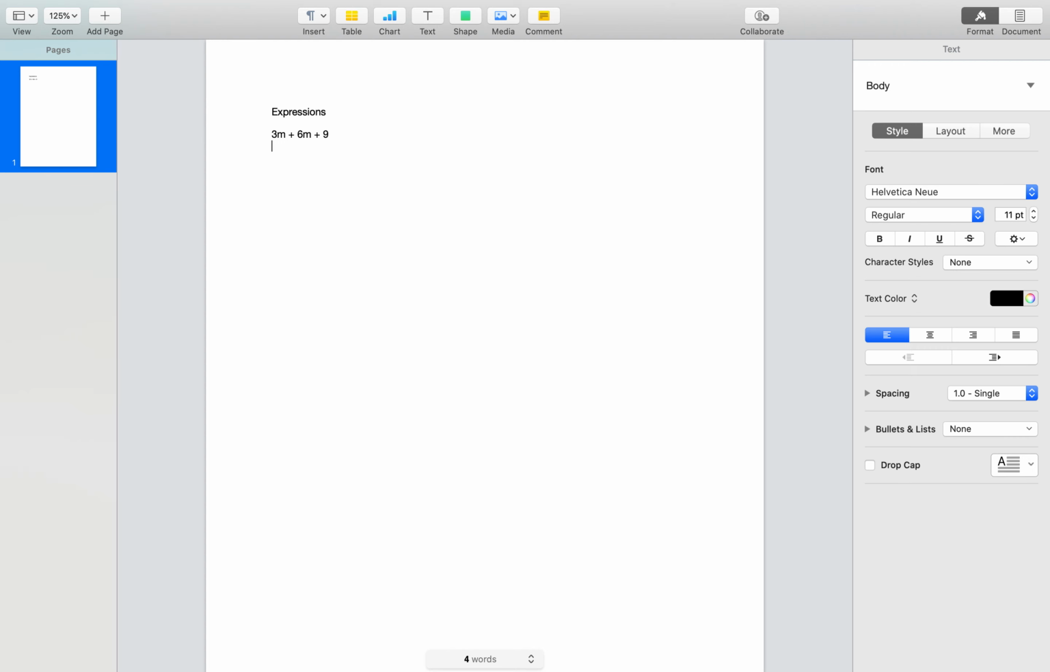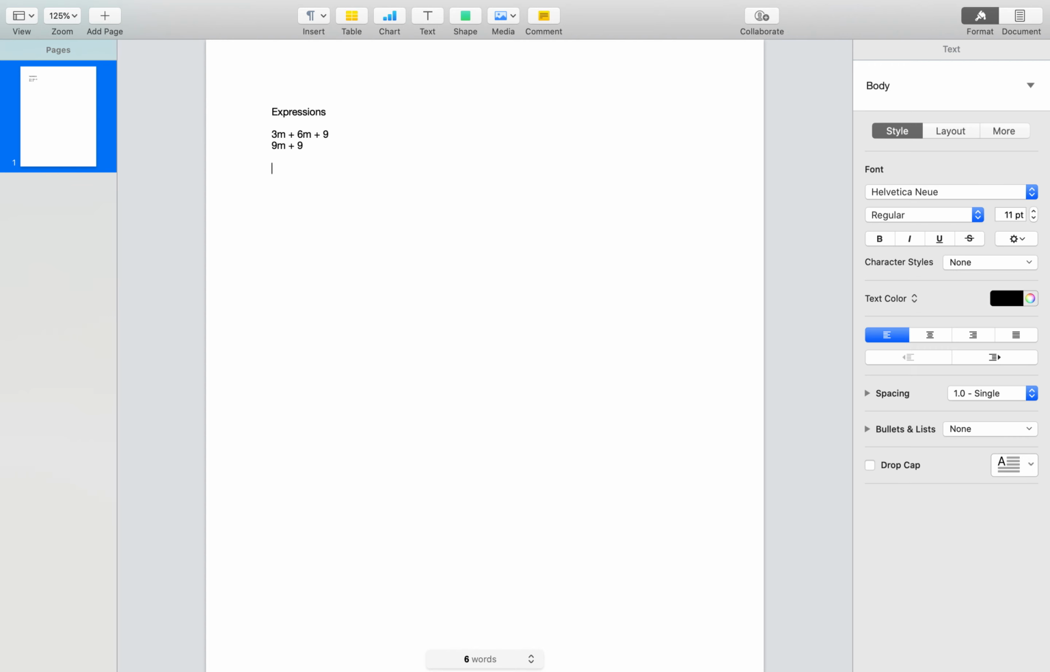Okay, so you have to start off by finding your like terms. In this particular expression, m would be the like terms. So 3m plus 6m can be combined. So 3m plus 6m is 9m, and then plus 9. That is your answer. You cannot simplify more than that. You cannot solve for anything. There's not enough information. Okay? So expressions are pretty easy.